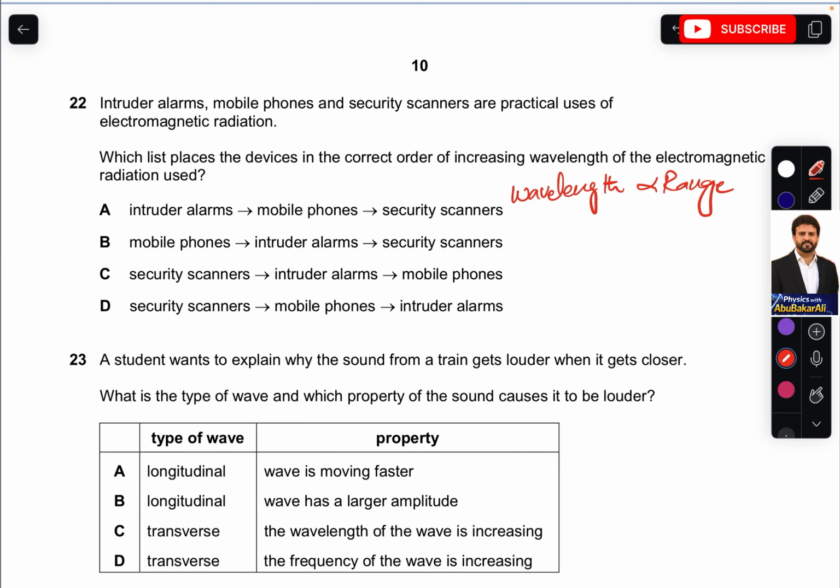Then intruder alarms can cover the room. So the smallest is security scanners, then there can be an intruder alarm. But when you talk about the mobile phone, you're getting the signal from the mobile towers, right? They are almost 2 kilometers or 5 kilometers away from you. So they should have the highest wavelength because their range is very high. So it is option C that is correct in that case. Okay, so you can do it like this.